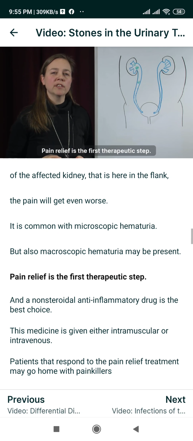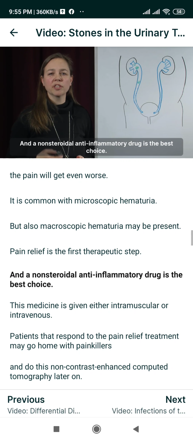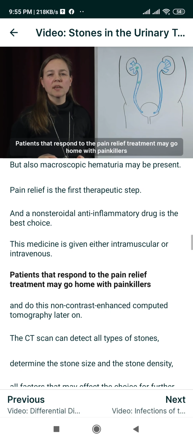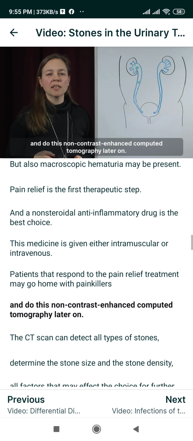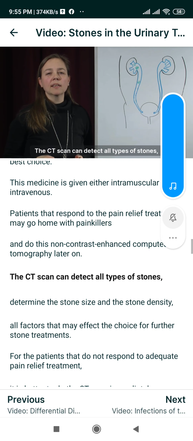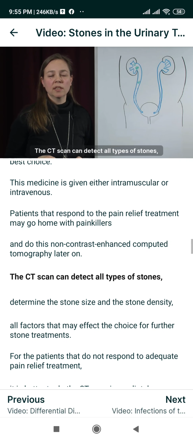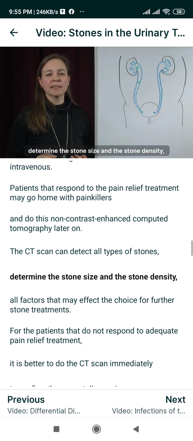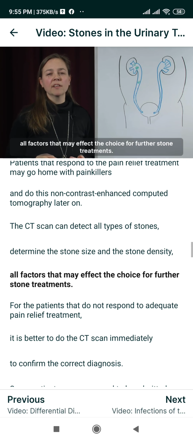Pain relief is the first therapeutic step, and a non-steroidal anti-inflammatory drug is the best choice. This medicine is given either intramuscular or intravenous. Patients that respond to the pain relief treatment may go home with painkillers and do this non-contrast enhanced computed tomography later on. The CT scan can detect all types of stones, determine the stone size and the stone density, all factors that may affect the choice for further stone treatment.